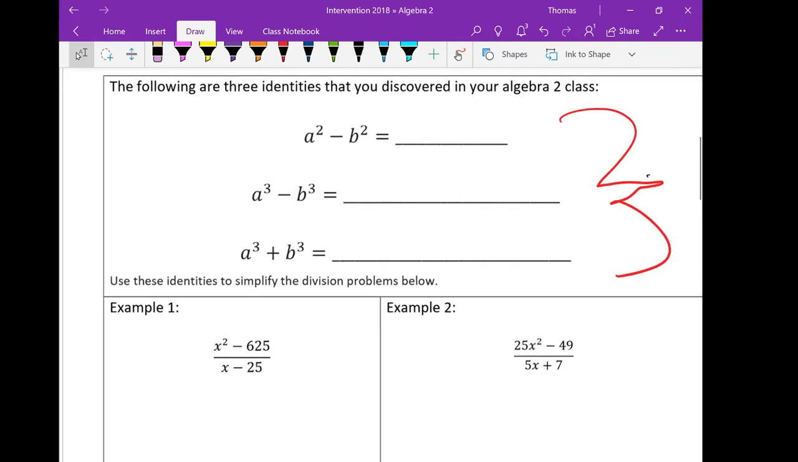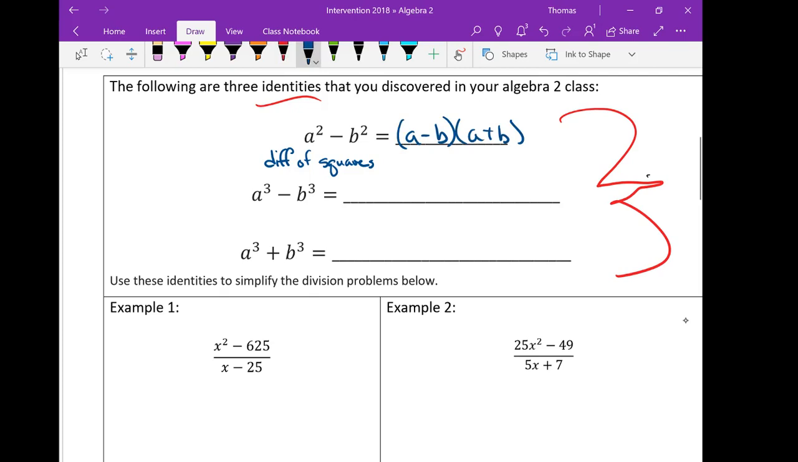These are the identities that you discovered in your Algebra 2 class. So you should have found these together as a class. They may be in a slightly different form, but here they are. So if we have a squared minus b squared, that's called the difference of squares. And it's the same as a minus b times a plus b. So that's our first identity.